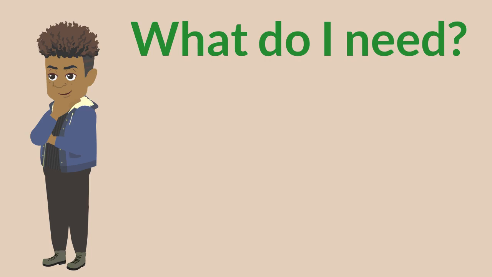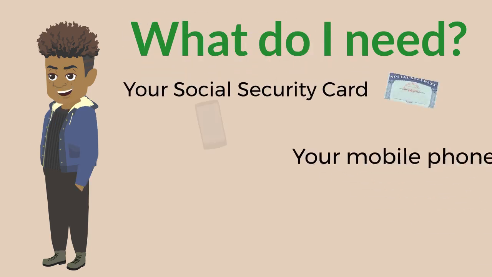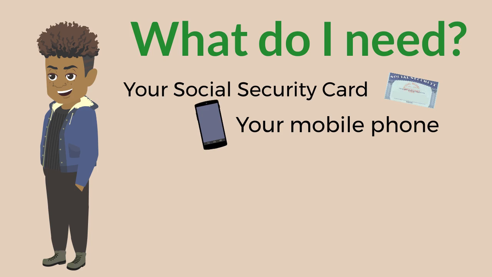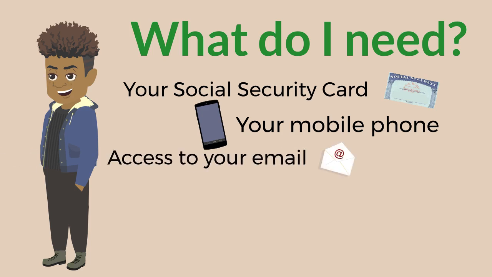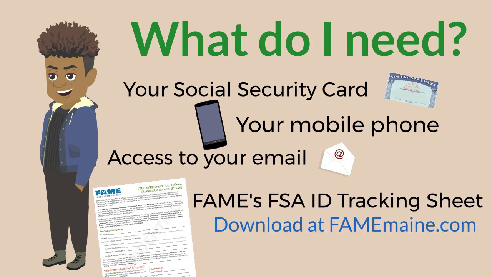So, what do you need to create your FSA ID? To make the process as easy as possible, have the following information in front of you: your Social Security card, your mobile phone, and be in a location where you're able to receive text messages, access to your email, and FAME's FSA ID information tracking sheet.